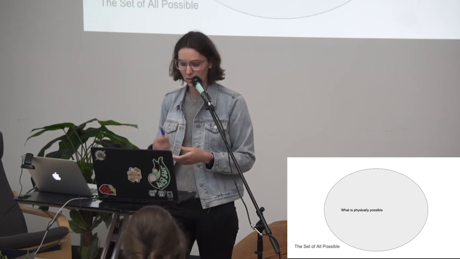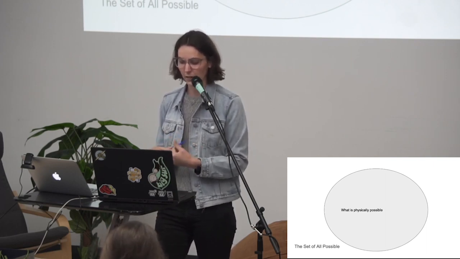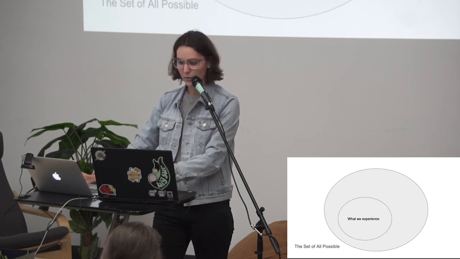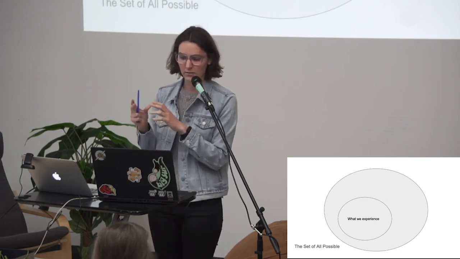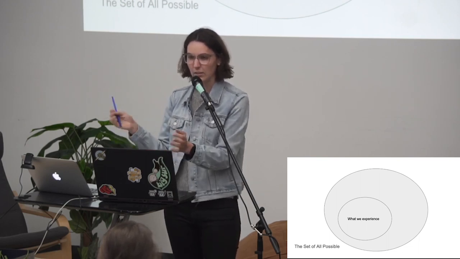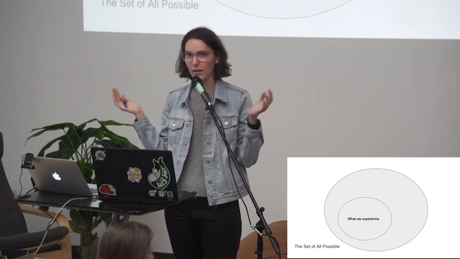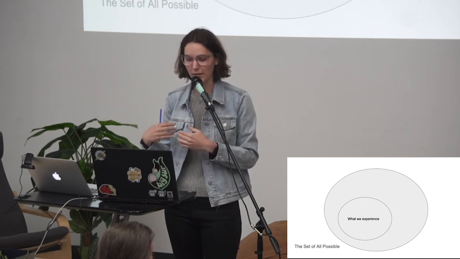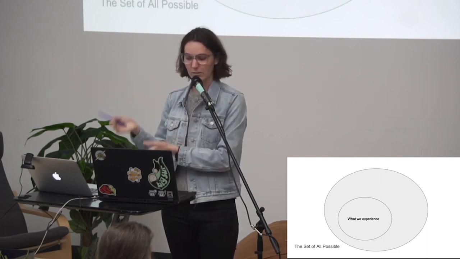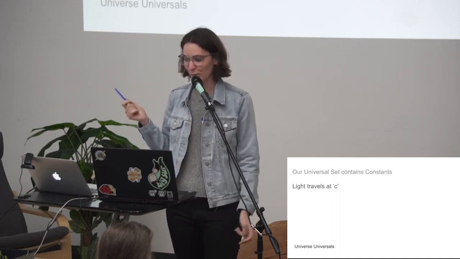Now, Feynman mentions in QED that light can travel faster than c. But none of what we experience or the calculations that we do in physics involve light traveling faster than c. So that puts light that travels faster than c outside of all of the possible universes that we can experience. It's not in our multiverse set. Doesn't mean that it doesn't happen, but it's not going to ever happen in any universe that we would ever end up in. So since it's not a possibility, we don't have to worry about it, and we don't have to consider it in our physics equations. It's not a constant for our multiverse set. Cool, so our universal set contains constants. One of them is that light travels at c.